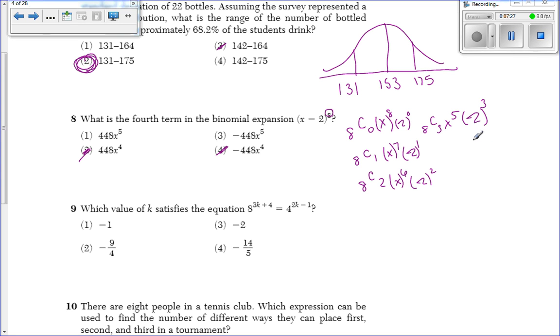So if this is negative, that means I have to write this choice. The other way I can do that is remember this is positive, this is negative, positive, negative. So I really didn't even have to figure out what it was, just know that that was negative. And it's 448.